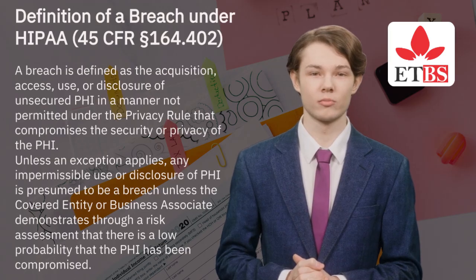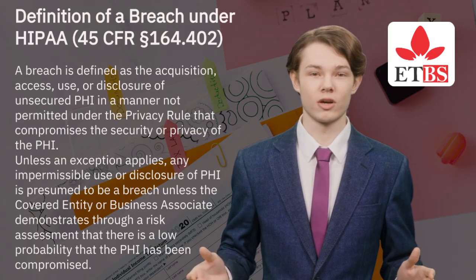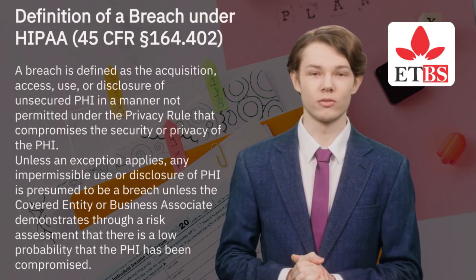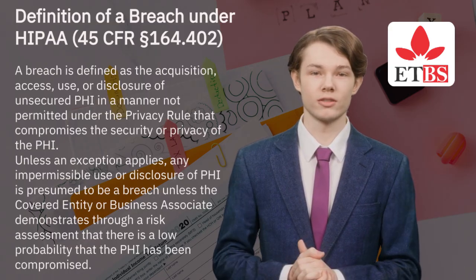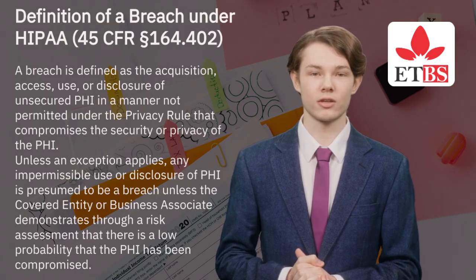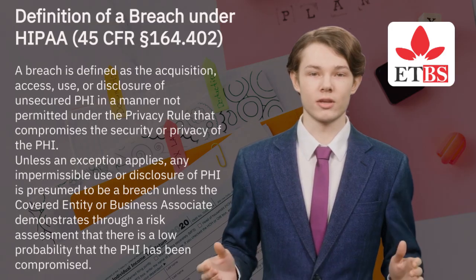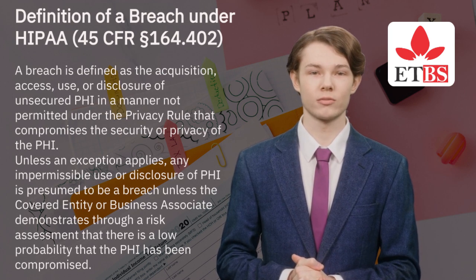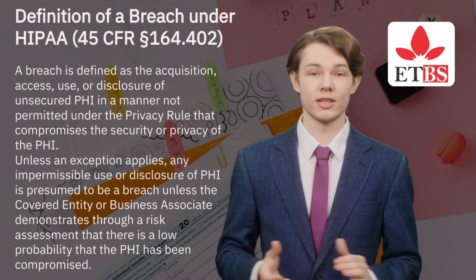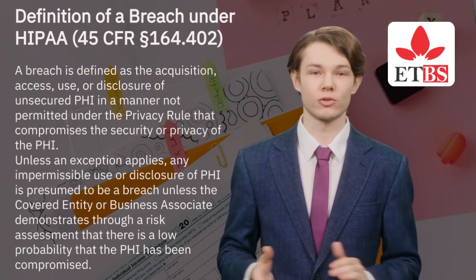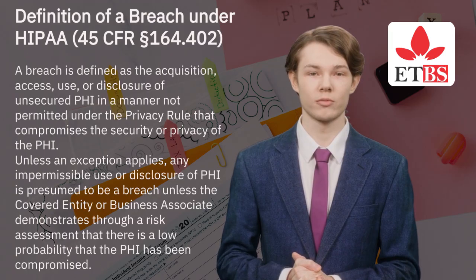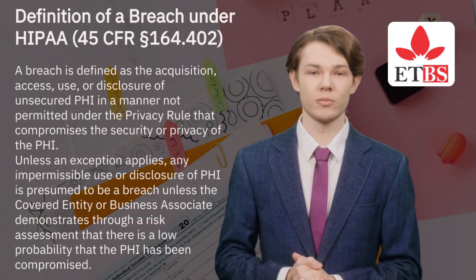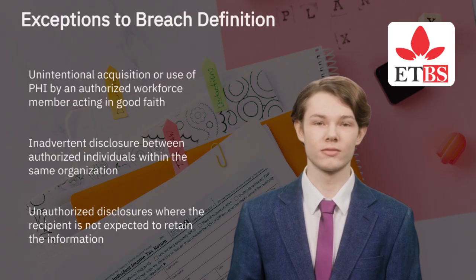Module content: definition of a breach under HIPAA, 45 CFR 164.402. A breach is defined as the acquisition, access, use, or disclosure of unsecured PHI in a manner not permitted under the Privacy Rule that compromises the security or privacy of the PHI. Unless an exception applies, any impermissible use or disclosure of PHI is presumed to be a breach unless the covered entity or business associate demonstrates through a risk assessment that there is a low probability that the PHI has been compromised.